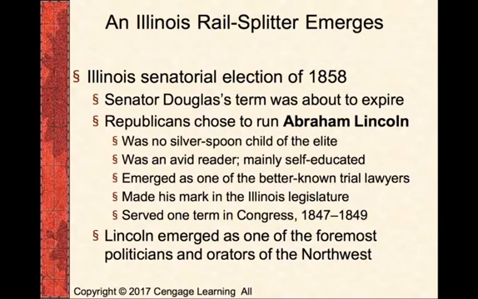He emerged as one of the better known trial lawyers in Illinois, where he got to that position completely through self-education. He was a wrestler and a weightlifter in his younger days. He became known as a rail splitter because of his ability of taking an axe and splitting fence rails for farmsteads and doing it quite avidly. He emerged as one of the foremost politicians and orators of the Northwest.